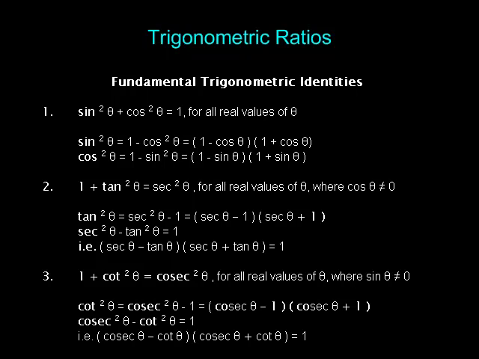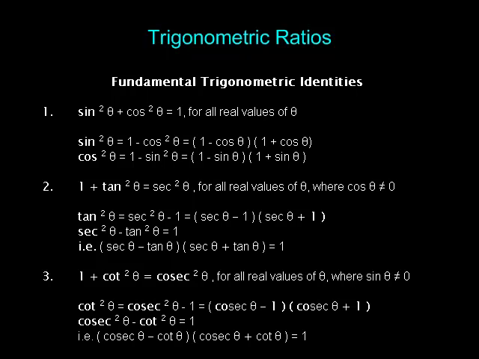Second fundamental identity is 1 plus tan square theta equal to sec square theta for all theta where cos theta is not equal to 0. That is tan square theta equal to sec square theta minus 1, that is sec theta minus 1 into sec theta plus 1. Also sec square theta minus tan square theta equal to 1, that is sec theta minus tan theta into sec theta plus tan theta equal to 1.